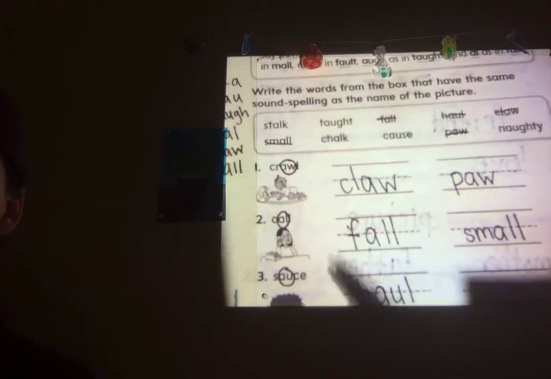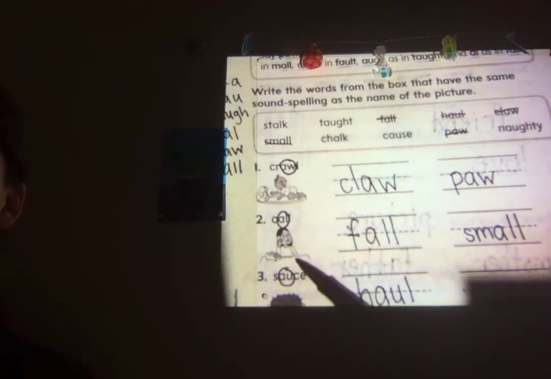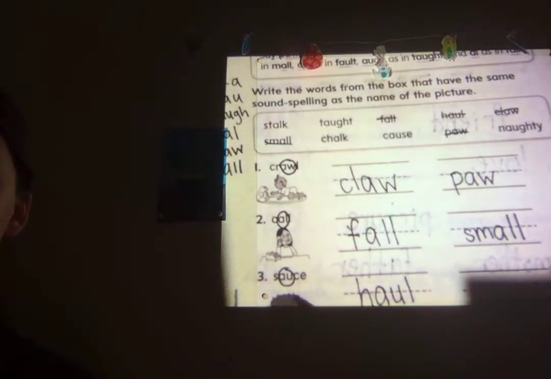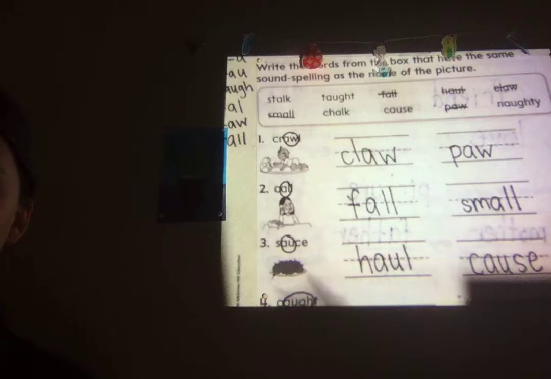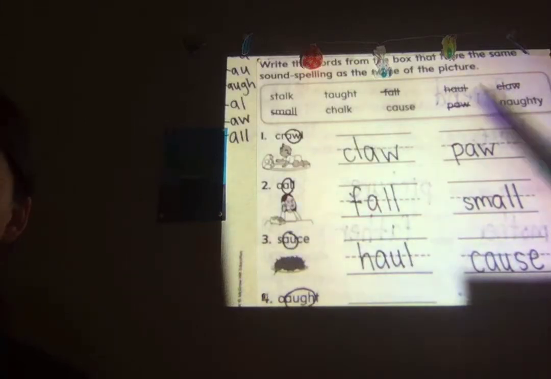The next one is call. And call uses A-L or A-L-L to make the aw sound. I found some more A-L-L words like fall, right there, and small, right there. Number 3 says sauce. I know it looks like spaghetti, but it means sauce. Sauce uses A-U to make that aw sound. So I'm going to look for some more A-U words. I found haul, right there, and I found cause, right there.